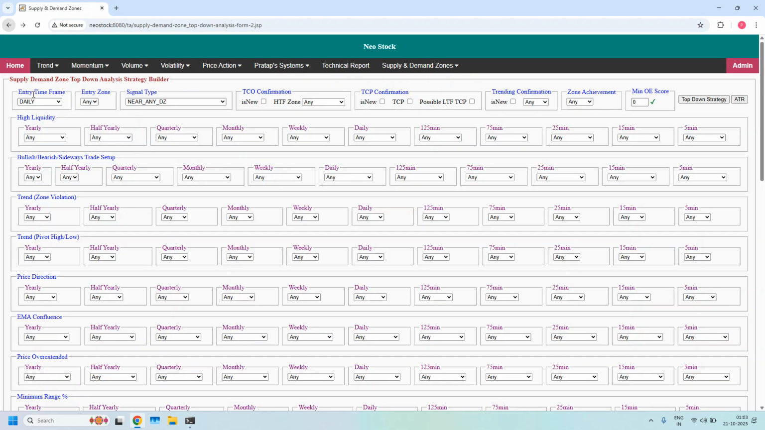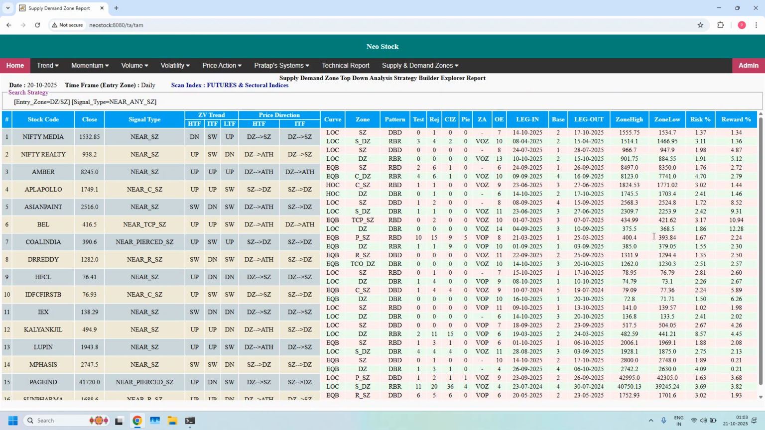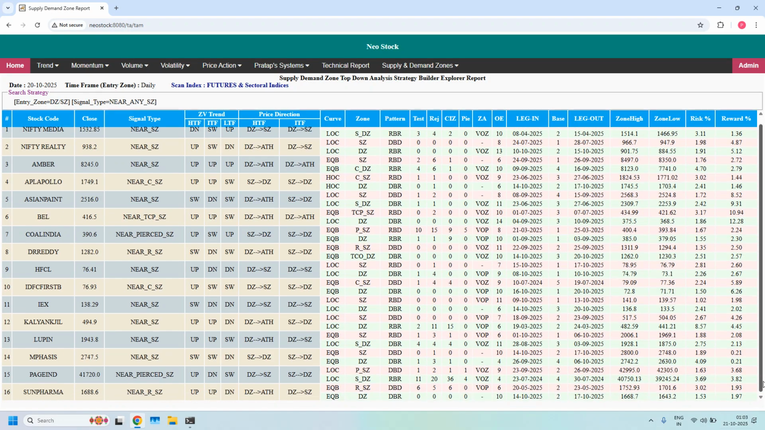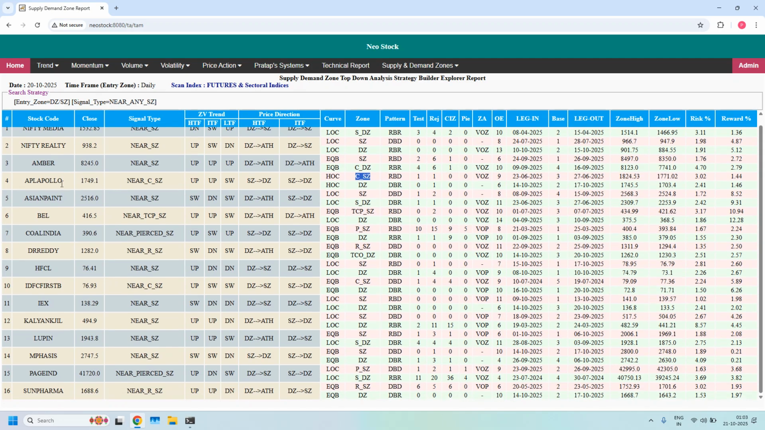Okay, next for daily time frame, stocks near to the daily supply zone, we got 16 stocks. Let us identify daily high liquidity supply zones from this list. APL Apollo is having a daily high liquidity supply zone. BEL is having a high liquidity daily supply zone.